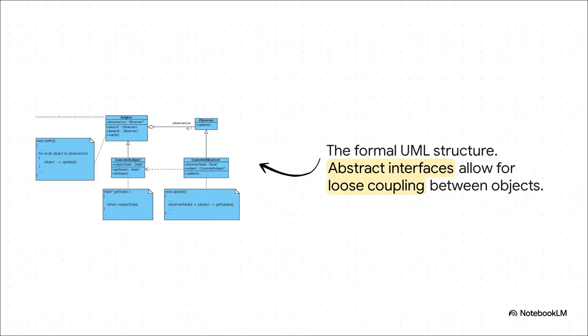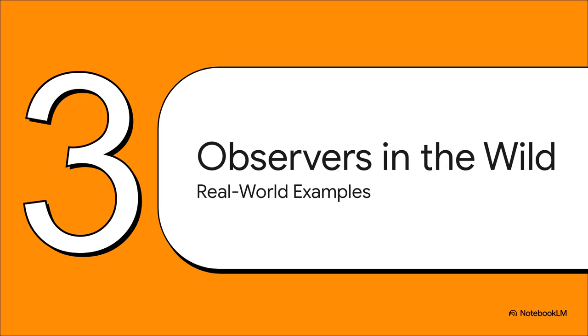So how does the code actually pull this off? Well, this diagram shows the formal structure, and here's the magic trick. The subject doesn't actually know any of the nitty-gritty details about its observers. It just knows they promise to listen. This is what we call loose coupling, and it's incredibly powerful. Why? Because you can create all sorts of brand new observers, and you never ever have to go back and change the subject's code.